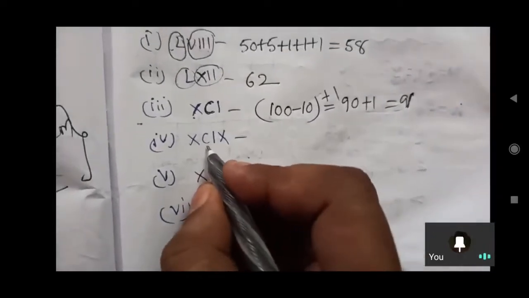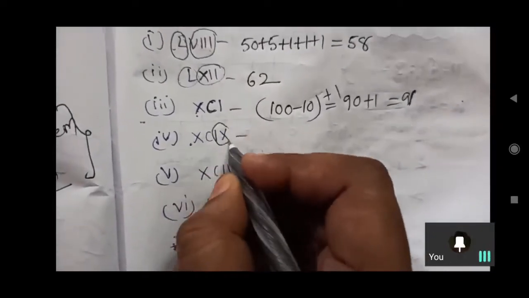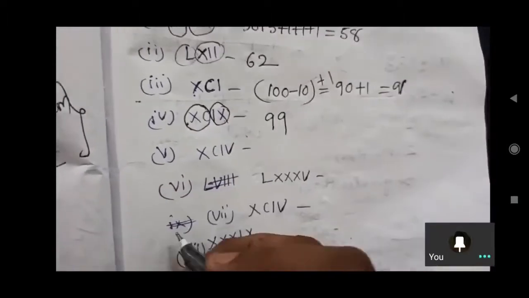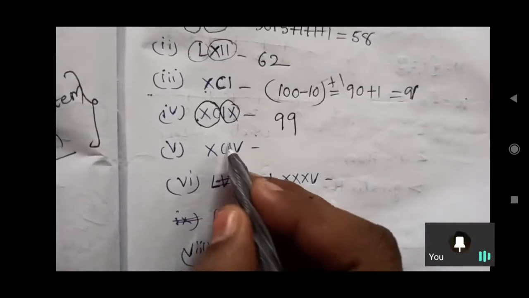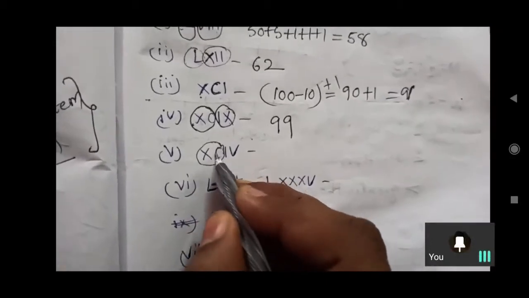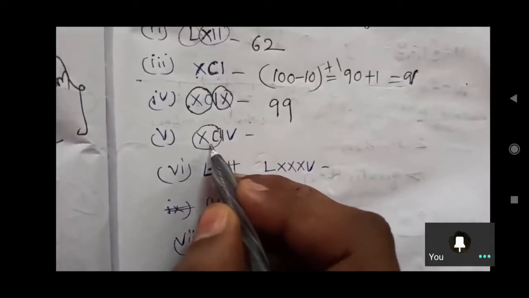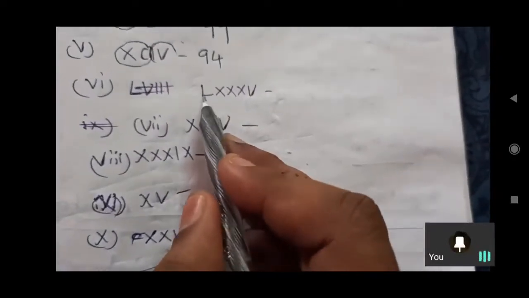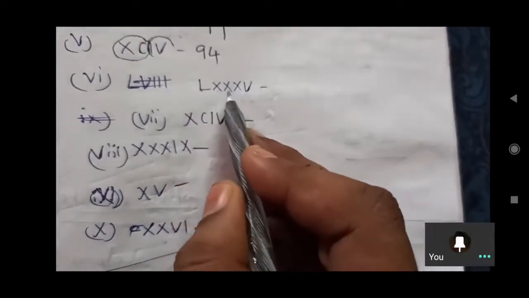This one also 90 and this one is for 9. 99. Okay? And this is 10 before 100, 90. This is for 4. 94. Okay. Say here, this is for 50 plus 10 plus 10 plus 10.